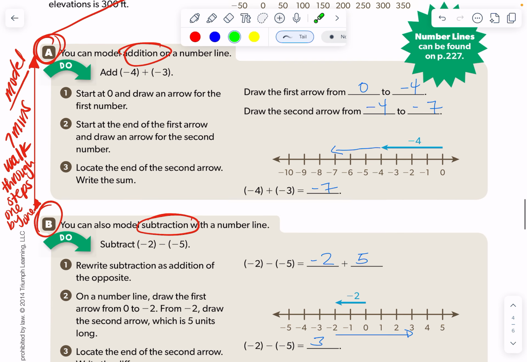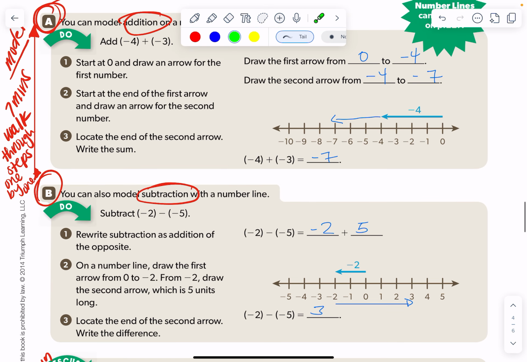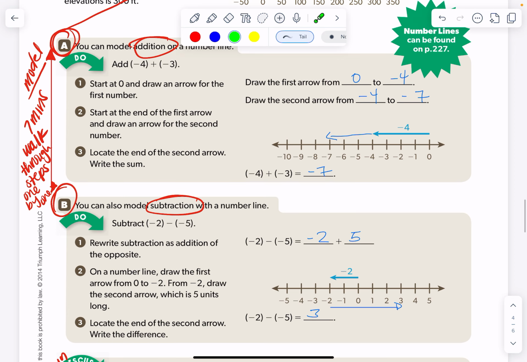So you are going to spend about 7 minutes after your intro showing students how to add on the number line and subtract on the number line using the same method, right? So again, we have negative 4 plus negative 3. Because this is addition, it's easy for us. We are just going to model what we see, right? So we always will start at 0, find our way to negative 4.